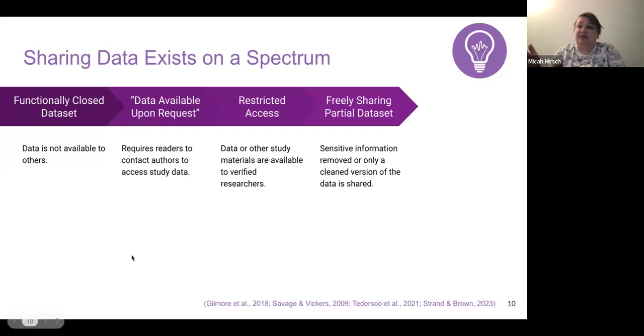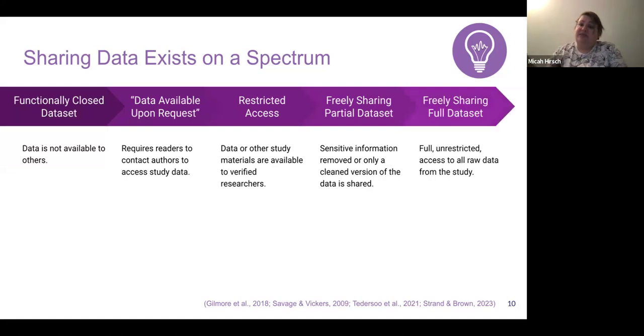Moving a bit to the more open side of the spectrum, you can also freely share maybe a part of your data set, but not the whole thing. So perhaps you share your data, except you remove all sensitive information from the data set before sharing, or maybe only a cleaned version of the data is shared. And then on the other far end of the spectrum is freely sharing your full data set. So full unrestricted access to all raw study data from the study and the study materials.